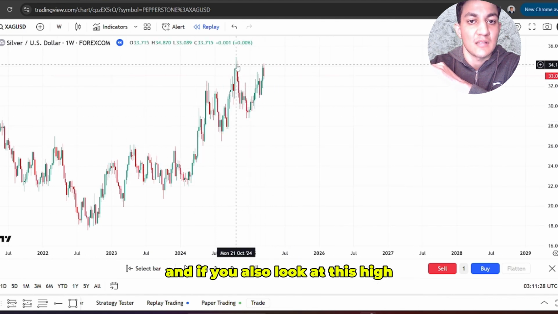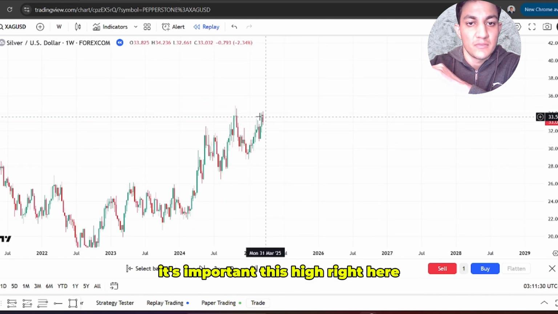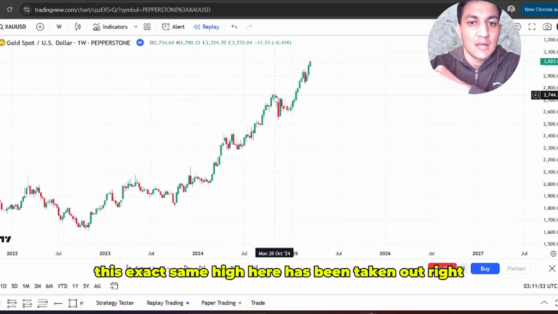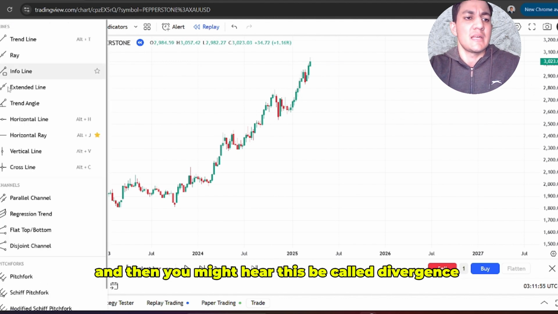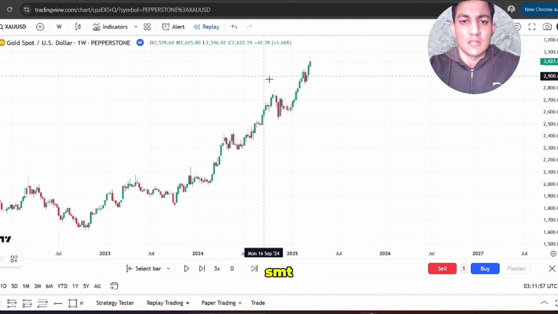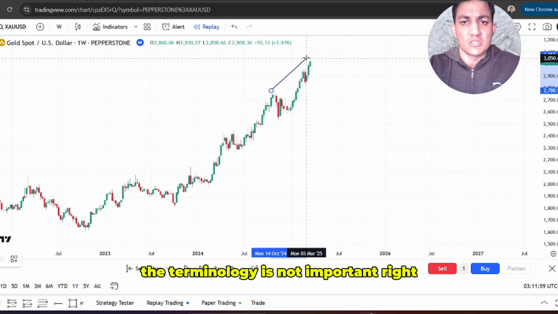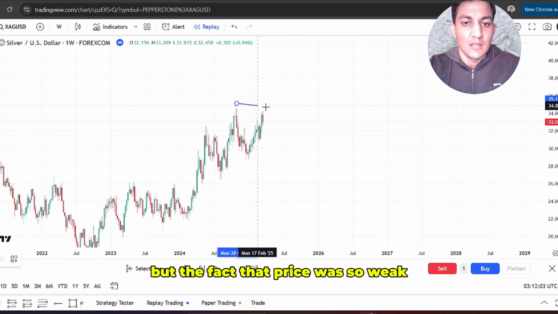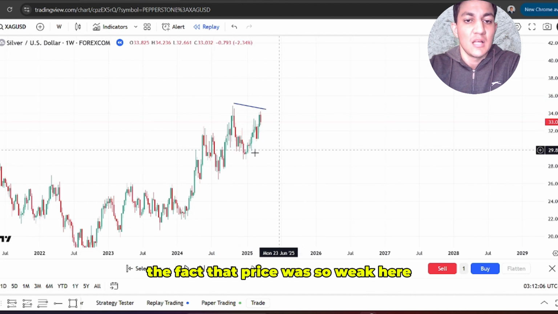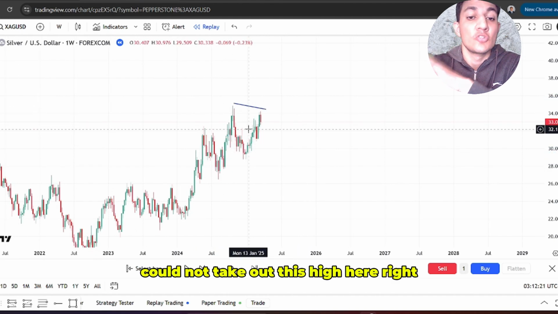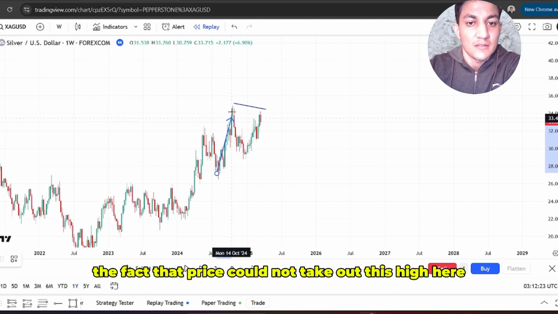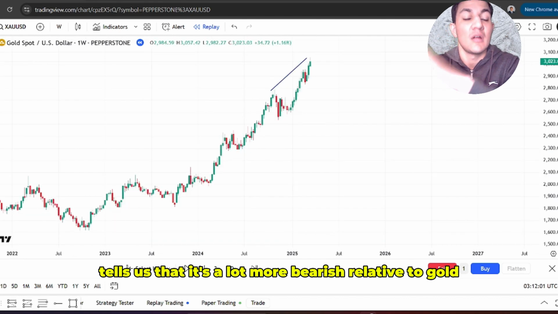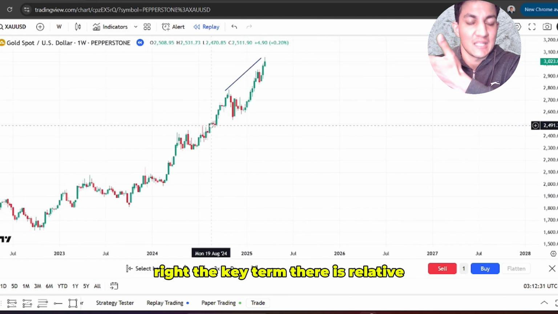And if you also look at this high, it's important. This high right here, Monday the 21st, around here, this exact same high has been taken out. You might hear this called divergence, SMT, a load of stuff. The terminology is not important; the logic is by far the most important thing. The fact that price was so weak here and could not take out this high tells us that it's a lot more bearish relative to gold. The key term there is relative.